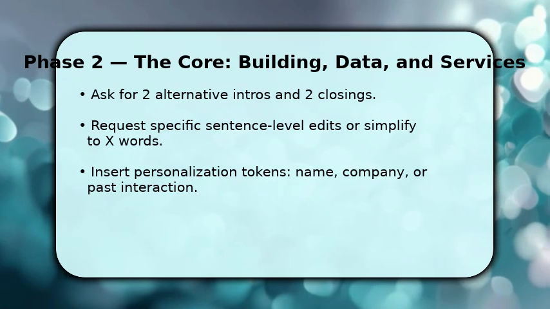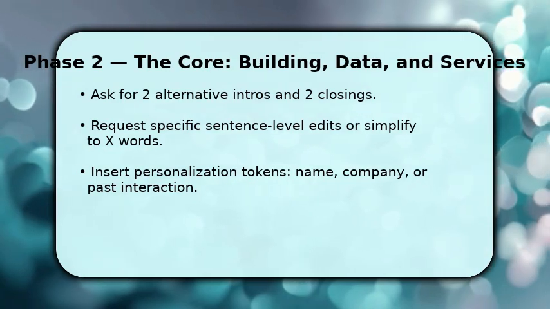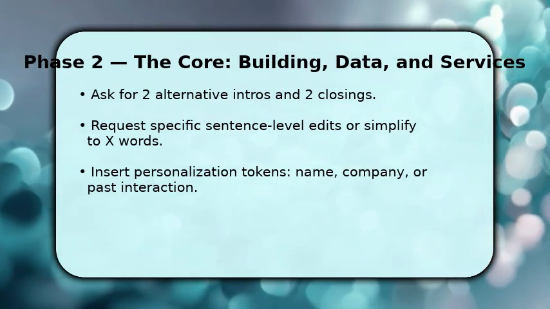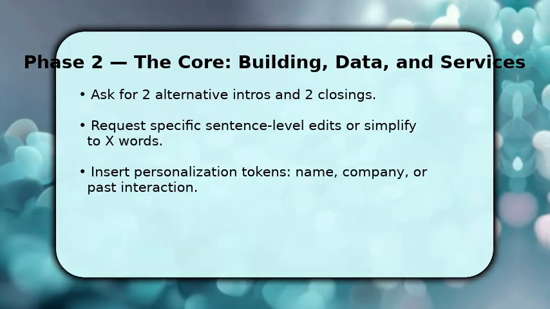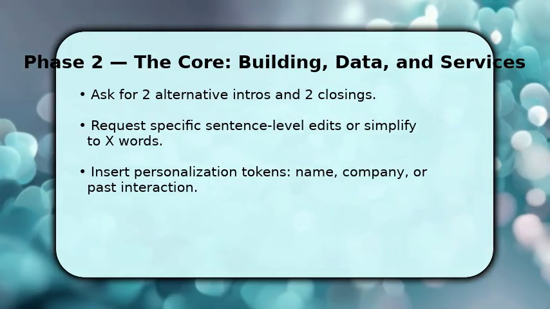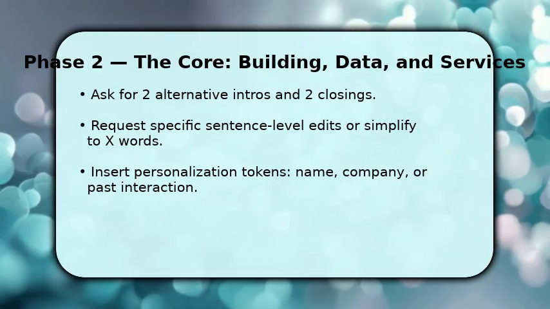Now you refine the draft. Tell ChatGPT why a sentence should change: clarity, tone, or brevity, so it learns the target. Ask for 2 alternative openings and 2 closings. This gives immediate choices for voice and formality.